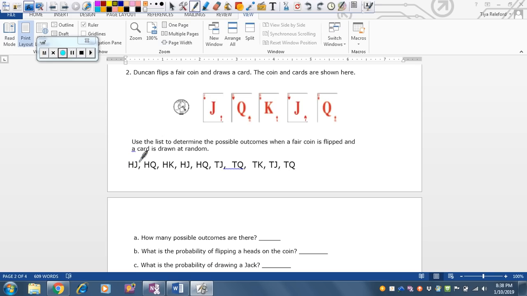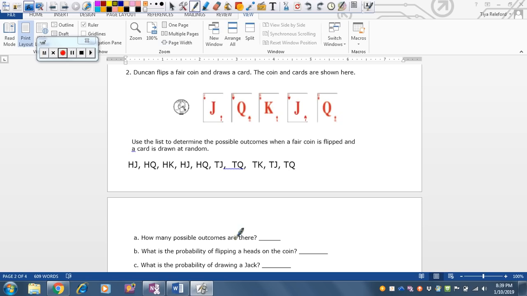So I could get an H and a jack, right? I could get heads and a queen, heads and a king, heads and this jack, or heads and a queen. I could get heads in each one of these. Or I could get tails and a jack, tails and a queen, tails and a king, tails and a jack, tails and a queen. It could happen heads in any one of these or tails in any one of these.